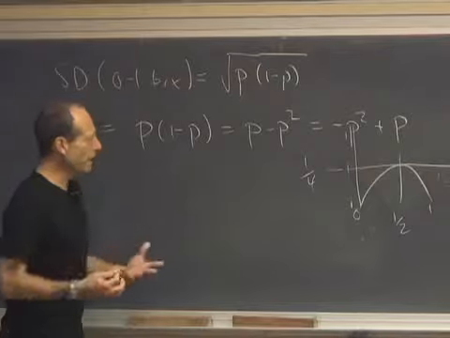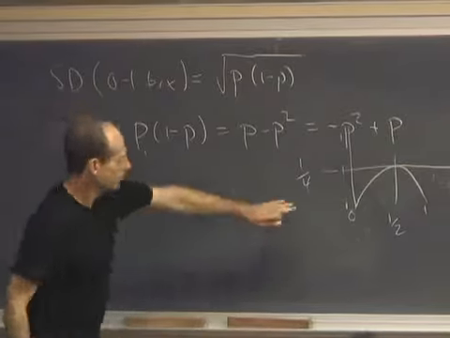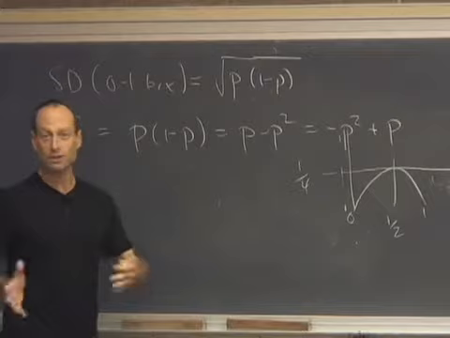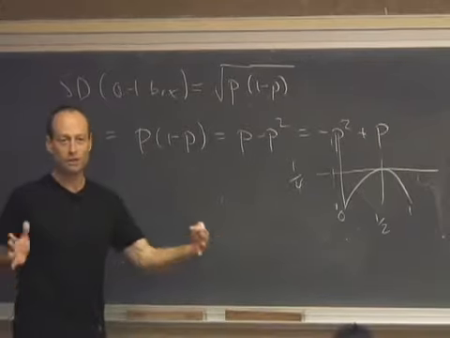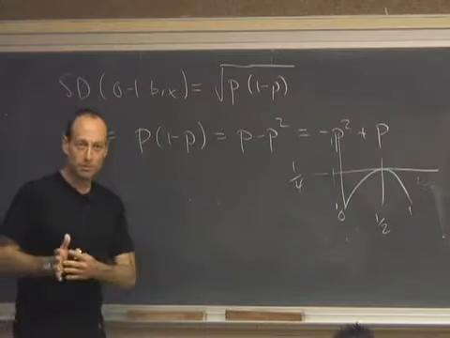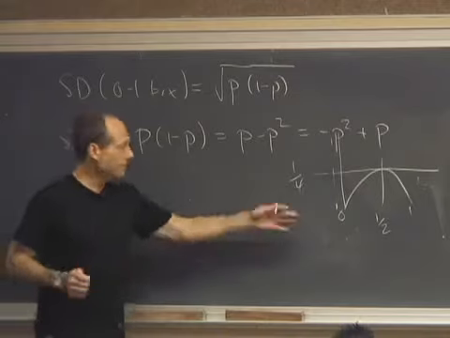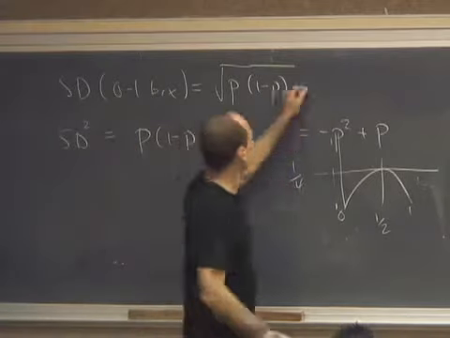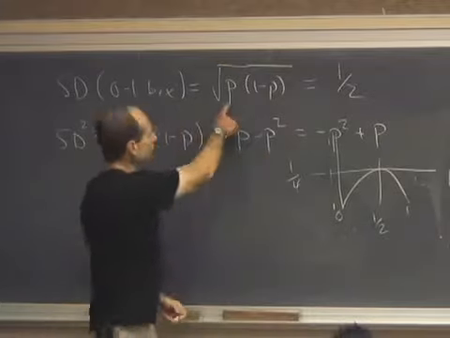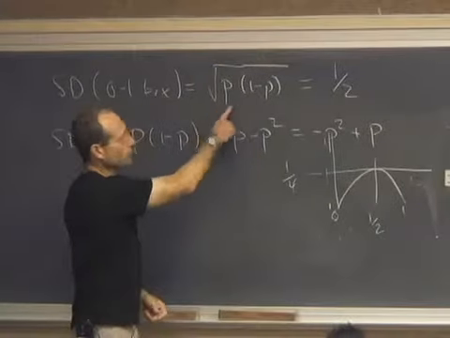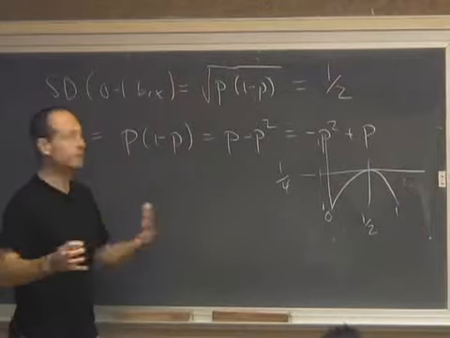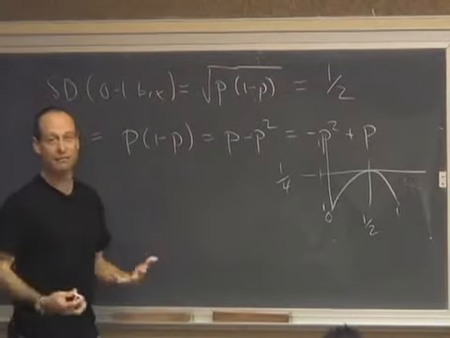what does this say about the SD of the box? It could be 0. The box could contain all 1s or all 0s, in which case the SD of the box is 0. The SD of the box could be bigger than 0, but the biggest it could be is a half, which is what you get if you plug in a half here. You get the square root of a quarter, which is a half. So we don't know what it is, but it can't be bigger than a half.